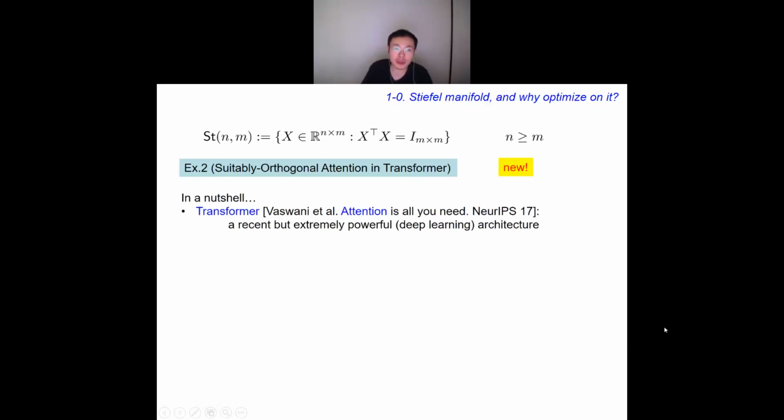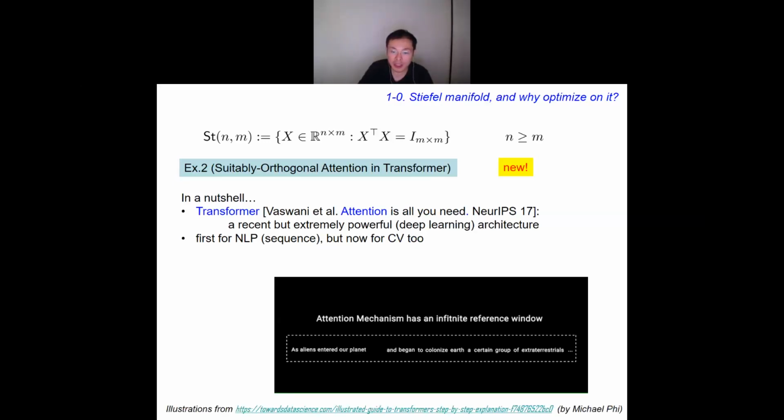So what is a transformer? In a nutshell, a transformer is a very recent but extremely powerful machine learning architecture. It was first introduced for natural language processing, so it deals with sequences. But later on, it was generalized to computer vision as well, and it dominates both areas nowadays. And it's based on something called the attention mechanism.